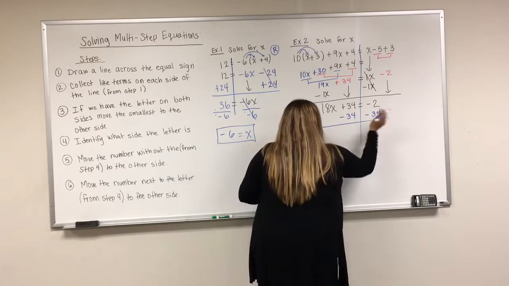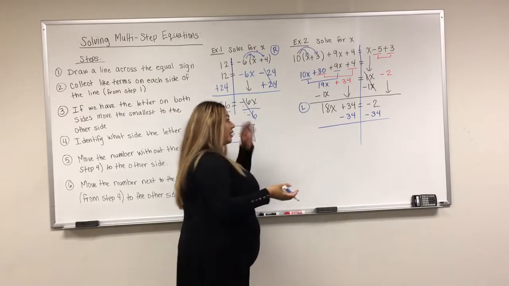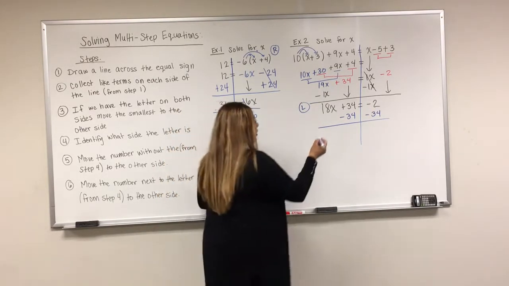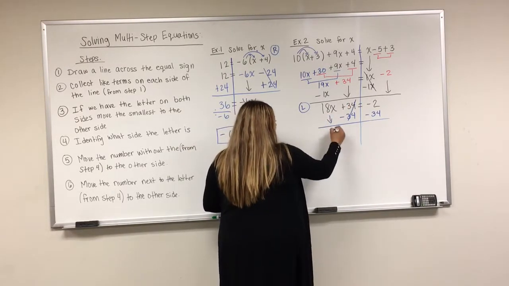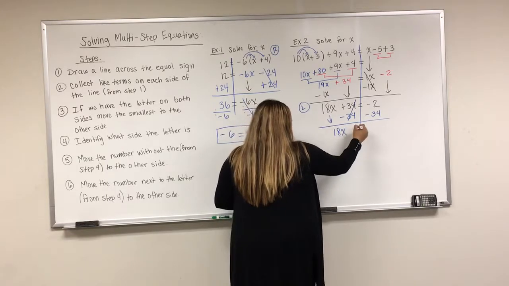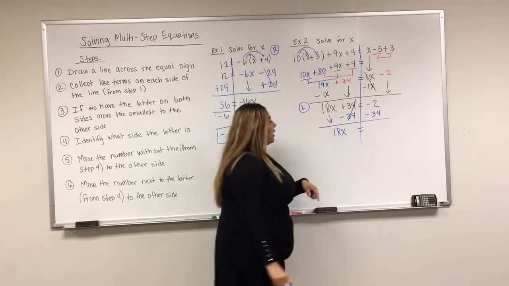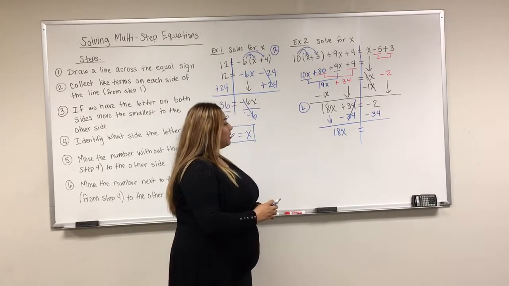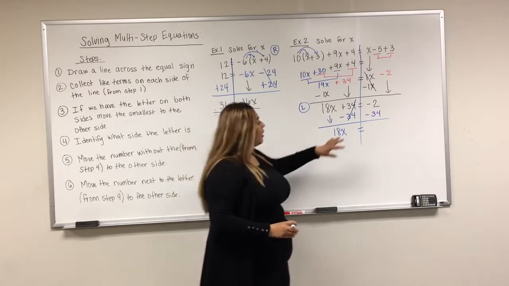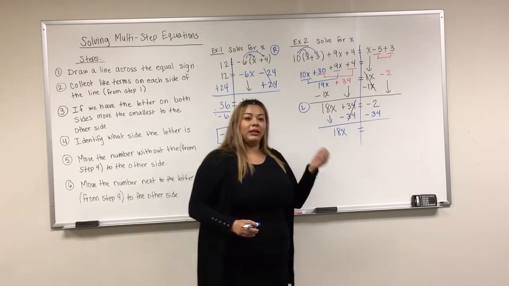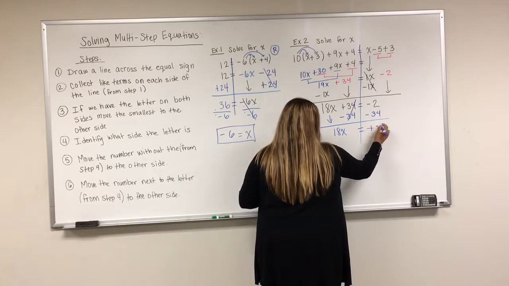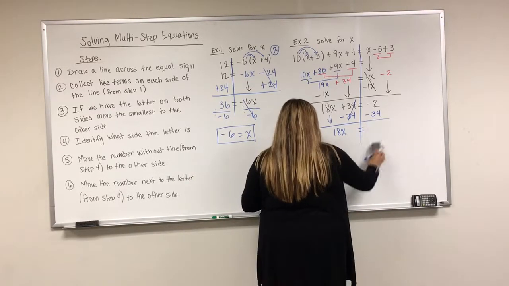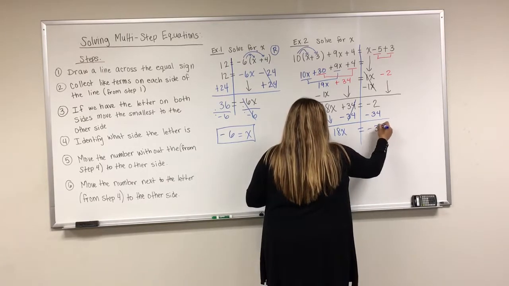Whatever you do on one side of the line, we want to do it on the other side of the line to keep them equal. 34 and -34 are going to cancel out. We bring down the 18x. 18x equals -2 and -34. Since we have both of them as negative, what's going to happen? We're going to add them, keep them as a negative. So 34 plus 2 gives us 36. Sorry, it has to be a negative. -36.